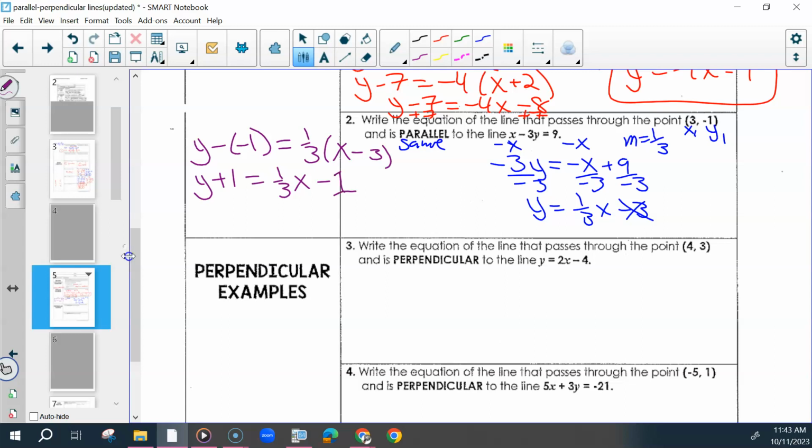Right, and then to get y by itself, subtract 1. So y equals 1/3 x minus 2. This equation has the same slope but different y-intercept than our original. They are parallel lines.